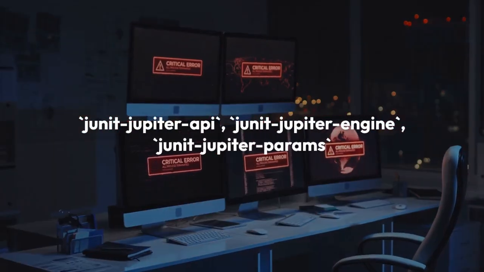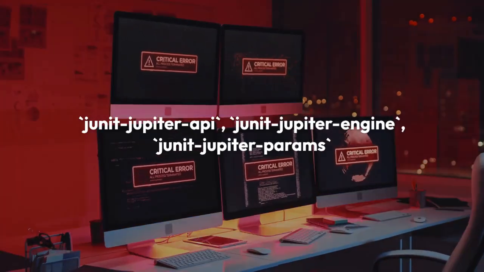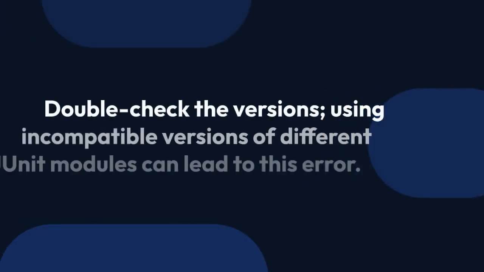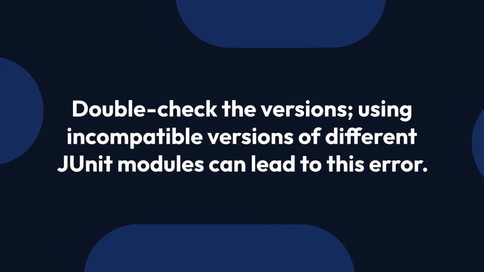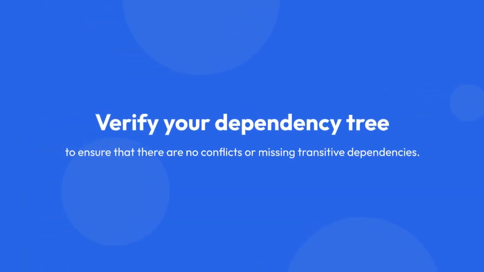Make sure you have the JUnit Jupyter API, JUnit Jupyter Engine, and potentially other modules like JUnit Jupyter Params for parameterized tests included. Double-check the versions. Using incompatible versions of different JUnit modules can lead to this error. Verify your dependency tree to ensure that there are no conflicts or missing transitive dependencies.